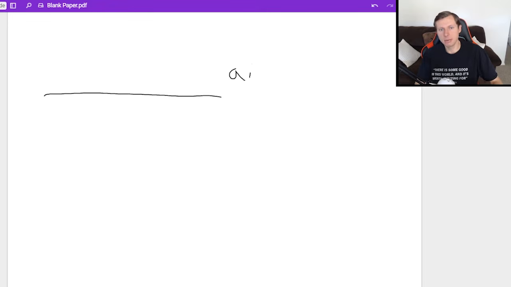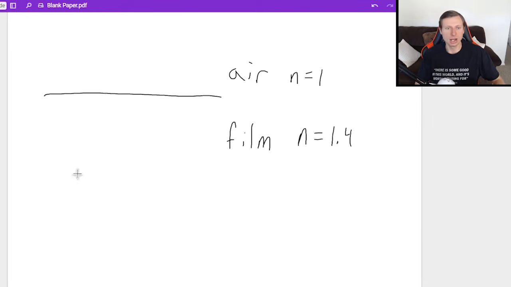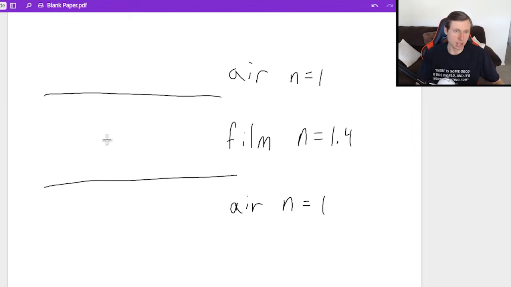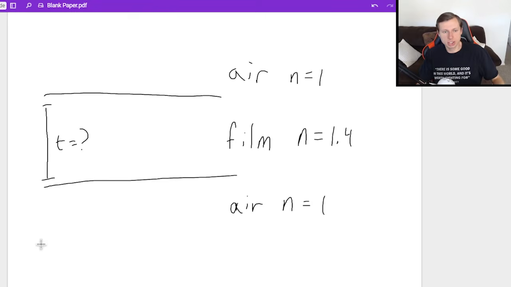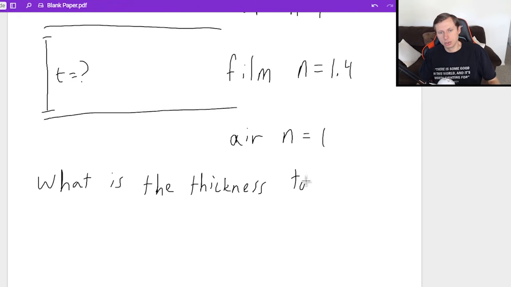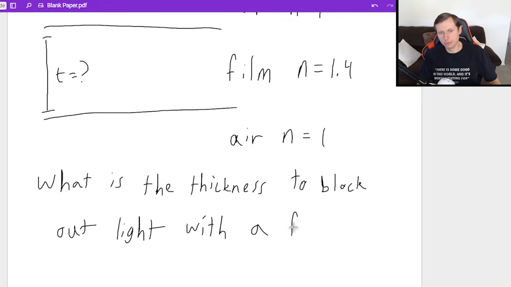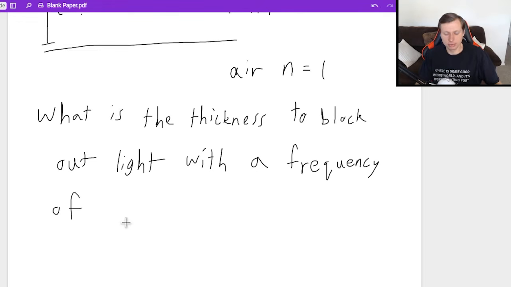Let's say here we have a pocket of air where again n is 1. Then you have your film in the middle where let's say n equals 1.4. And then on the other side you have air again, which is n is 1. I'll tell you the thickness is what you're going to be solving for. And my question is, what is the thickness to block out light with a frequency of 4.29 times 10 to the 14th hertz?